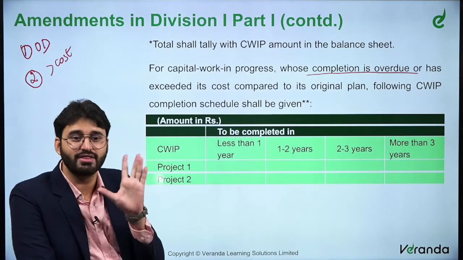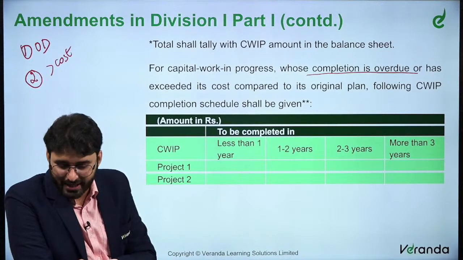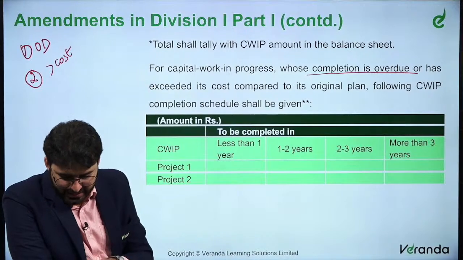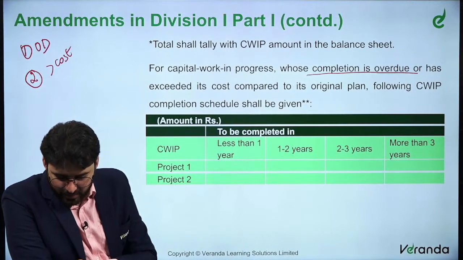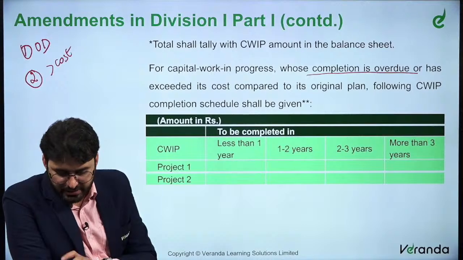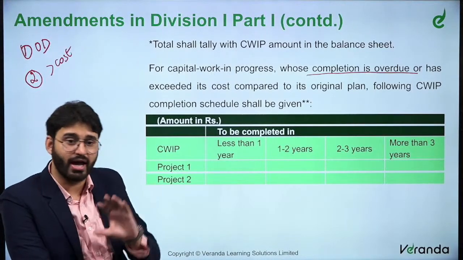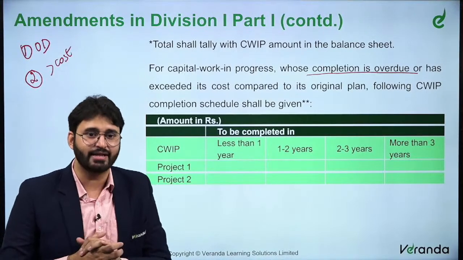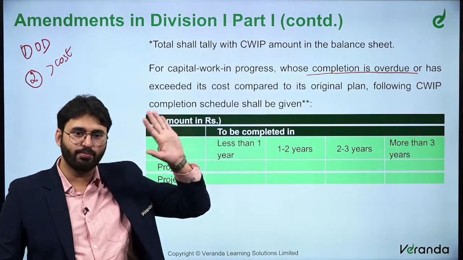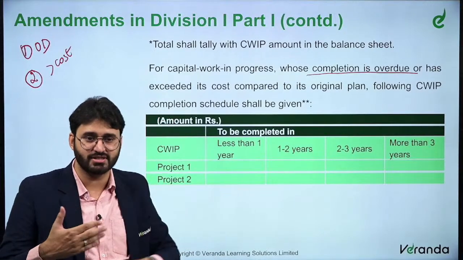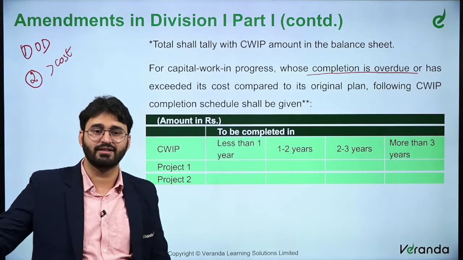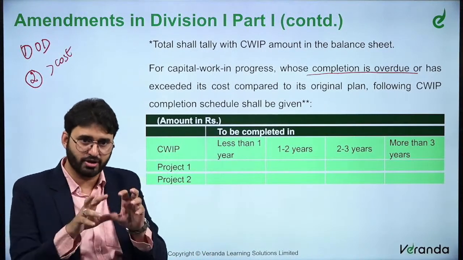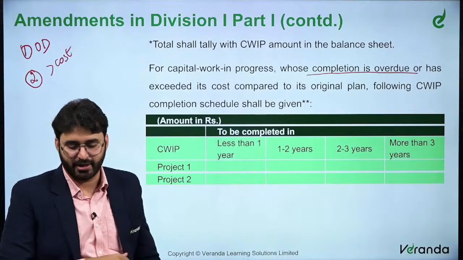So now a record of the original plan has to be given to the auditor, right? The following CWIP completion schedule shall be given: CWIP less than 1 year, 1 to 2 years, 2 to 3 years, more than 3 years, project 1, project 2. So at least in the format, there is no bifurcation as to overdue projects and projects whose actual costs exceed the budgeted costs. It's just given project 1. So all projects you can put here, project 1, project 2, project 3, and you can give a timeline.